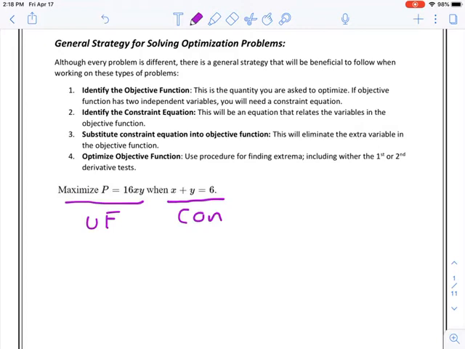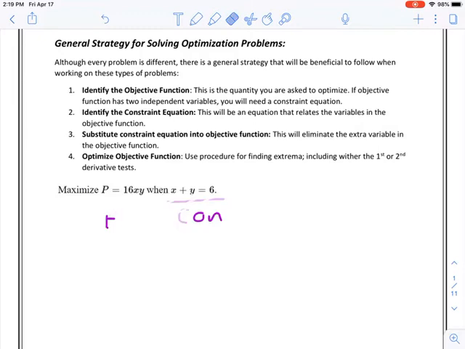The third thing that you want to do is to substitute the constraint equation into the objective function. I'll show you that when we work through the problem. And then optimize the objective function. When I say optimize the objective function, that is what we have already learned how to do. That's the procedure that you learn for finding your extreme values. So you find the first derivative, you set it equal to 0, you find your critical points, and then you test to see if those critical points are relative max or mins using the first or second derivative tests.